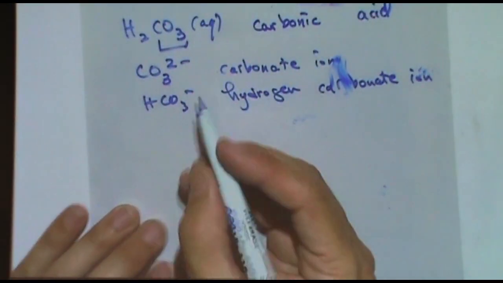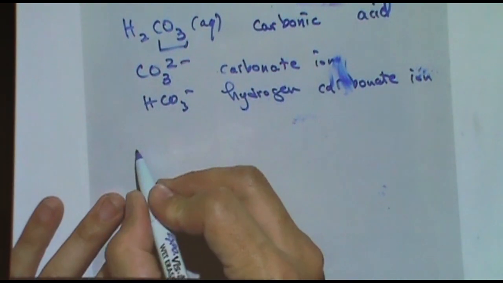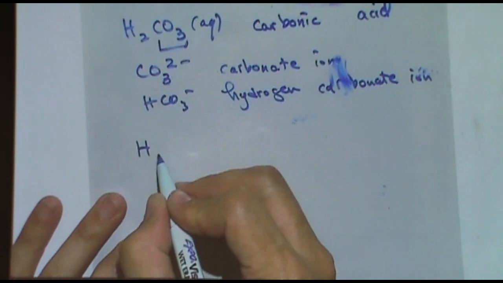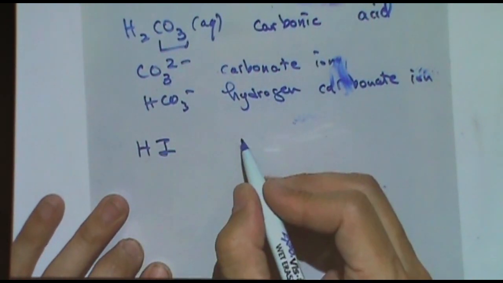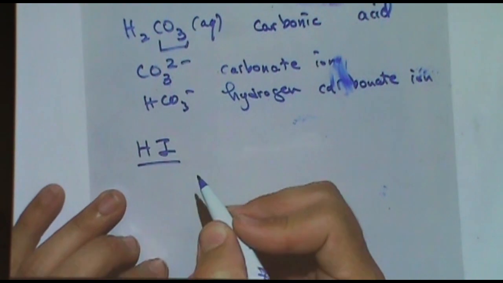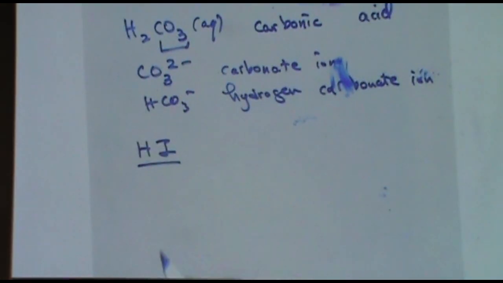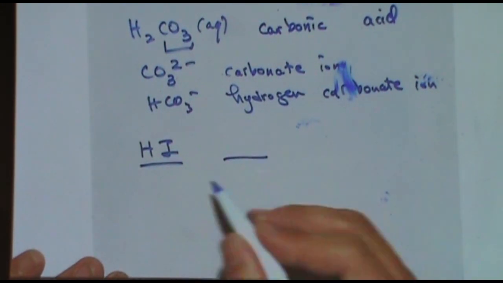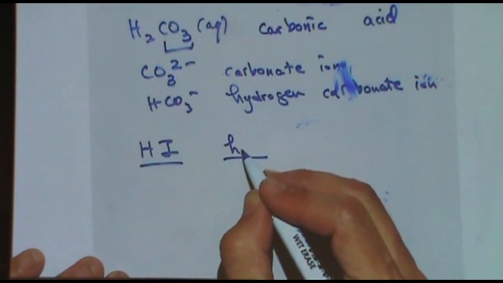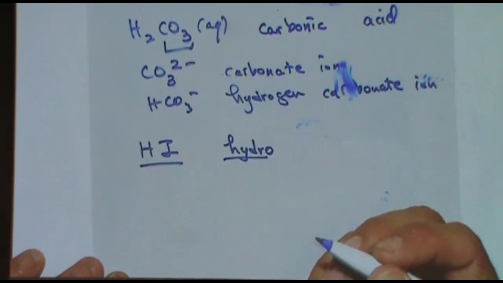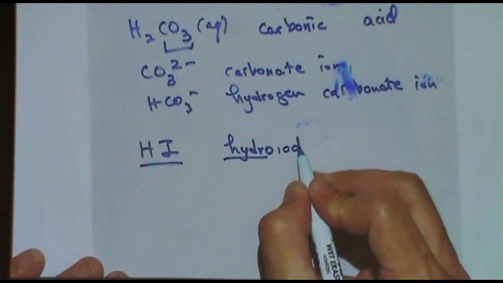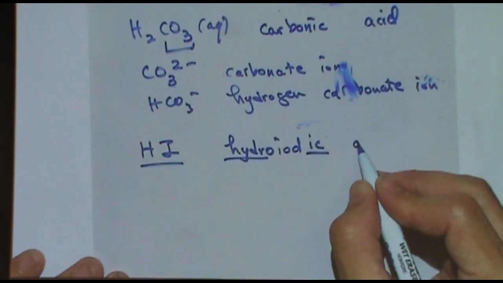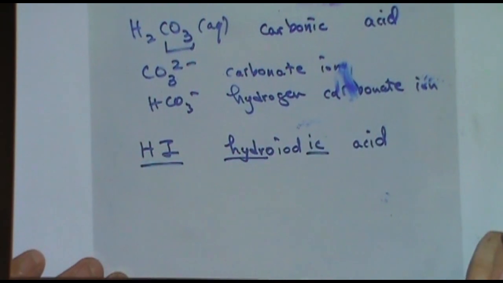Okay, next. Okay, all right, this is a binary, meaning it's 2 different types of atoms only, where this was a ternary, 3 different types of atoms. So the prefix, the first part of the name when it's binary is hydro. Hydro tells you that there's only 2 different types of atoms. Then the iode, and what's the suffix? Ic, hydroiodic, last name, acid.